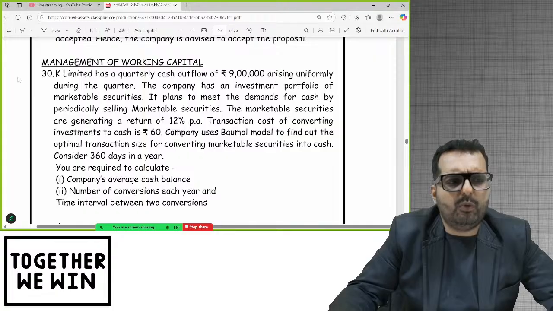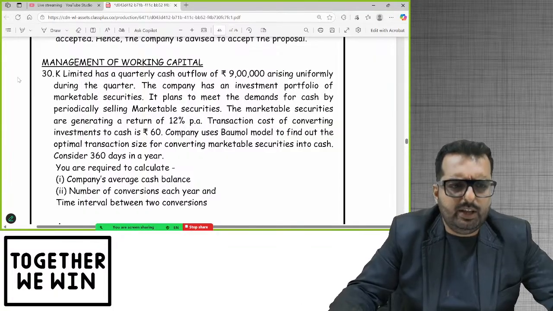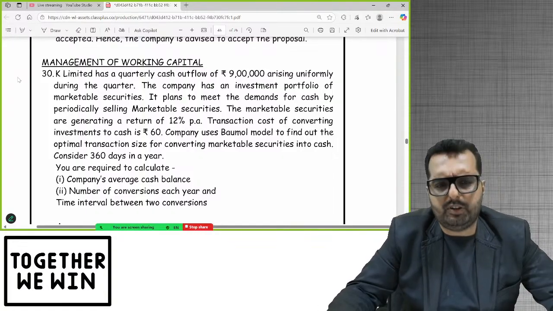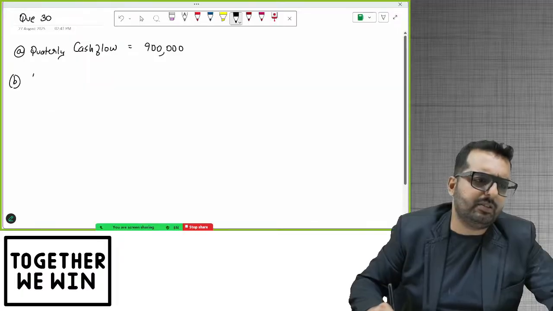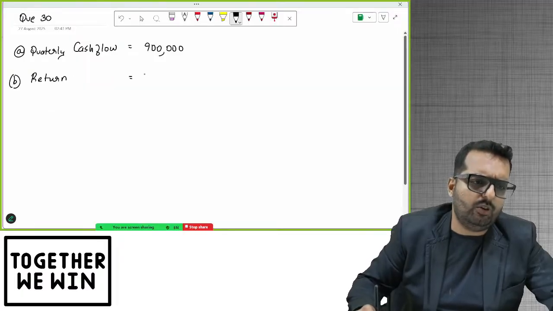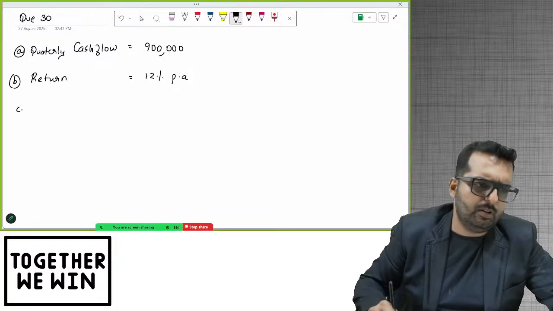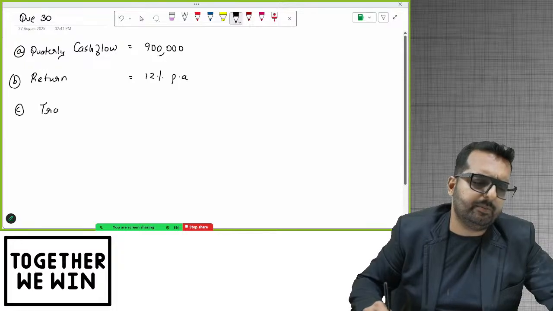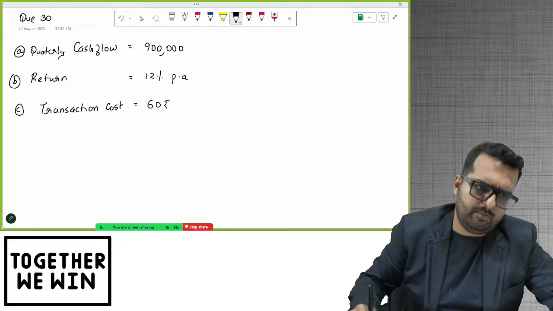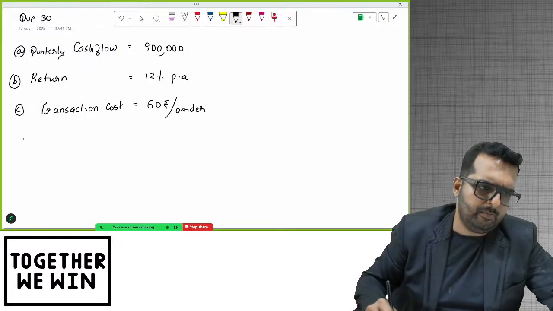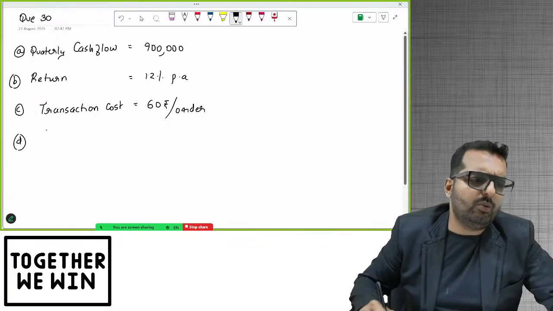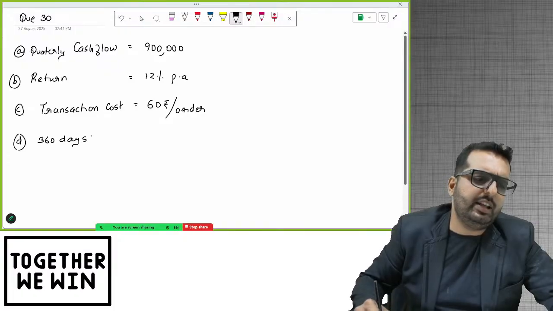Company has an investment portfolio of marketable securities. It plans to meet the demand for cash by periodically selling marketable securities. There is a return of 12%. So the carrying cost is how much percentage per annum, friends? 12% per annum. Transaction cost is 60 rupees per order. With the Baumol model, they have told you to take 360 days in 1 year.